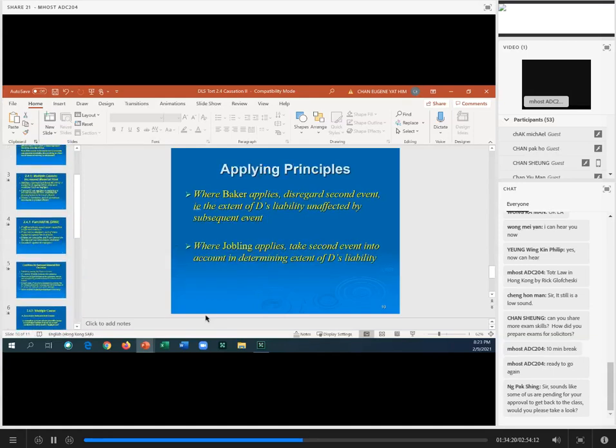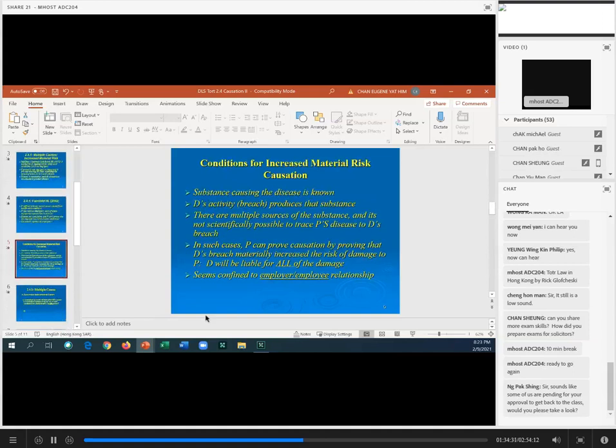A new one. All right, so that's the material contribution cases. Now we come to even more complicated ones. So everybody, this is getting a little bit complicated, but before we leave the increased material risk causation, I've given you this particular PowerPoint which summarizes pretty well what I've just said.